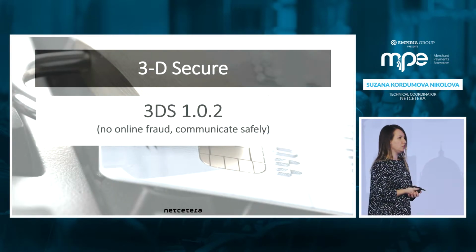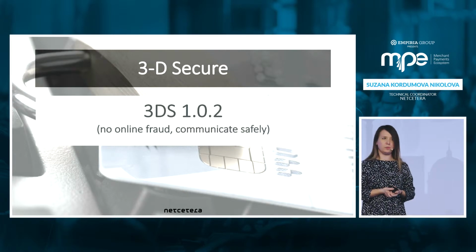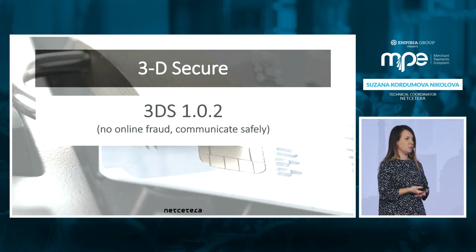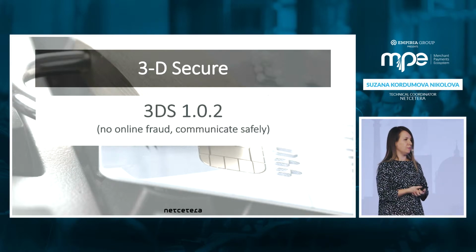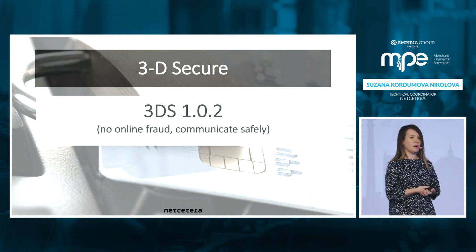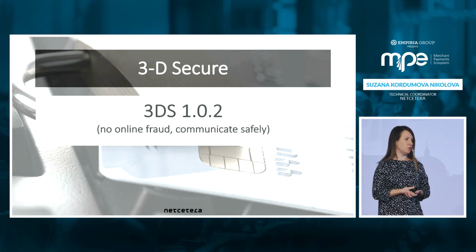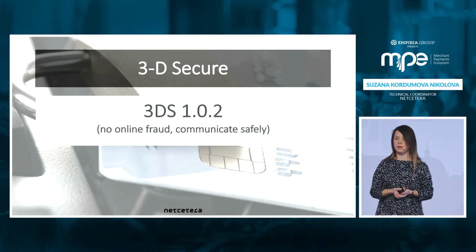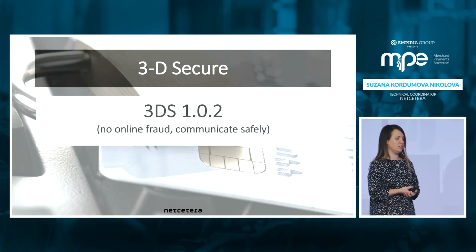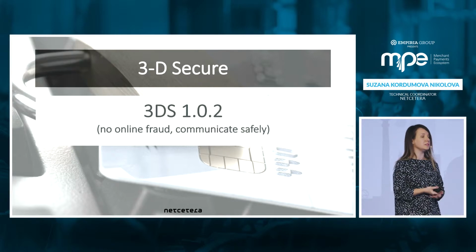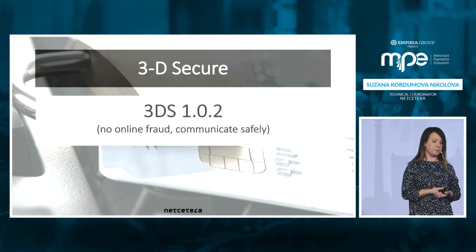3DS was first introduced by Visa in 1999, and this is version 1.0.2. This is the one that most merchants are using today. It perfectly solved the problem of online fraud. It allowed the merchants, the issuers, acquirers, and card holders to all communicate with each other in different time zones, different countries, different languages, different currencies, and they still preserved the data they were communicating.